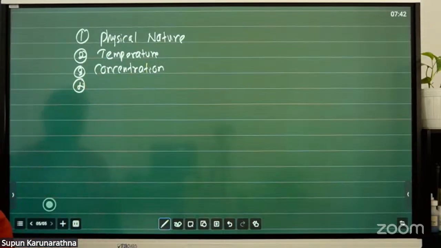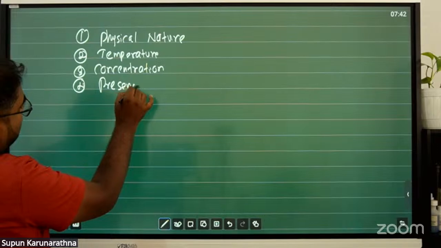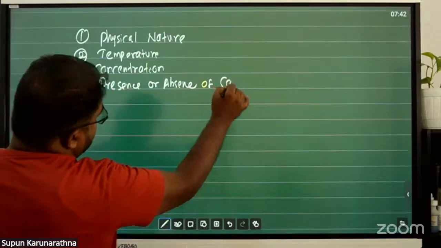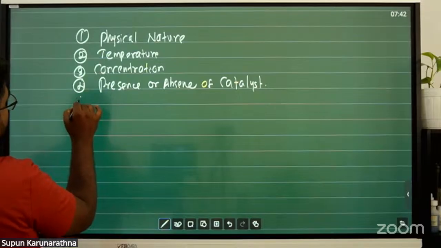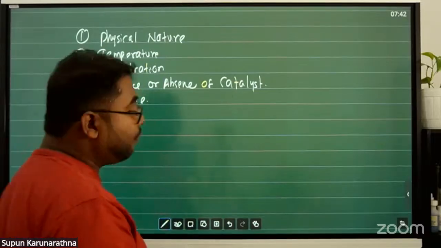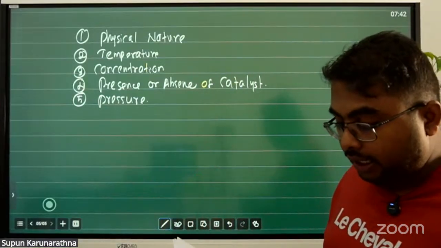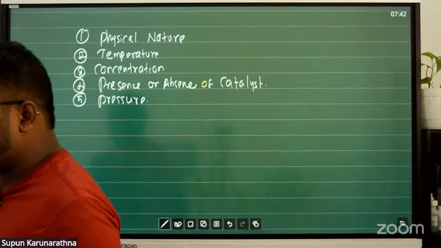Physical nature, temperature, concentration, right? Catalyst, which is the presence or absence of catalyst. If the reactants are gases, pressure also directly affects it. Those are the factors that affect the rate of reaction. Out of these, any two you have written, then take the 2 marks. Give the 2 marks for them.